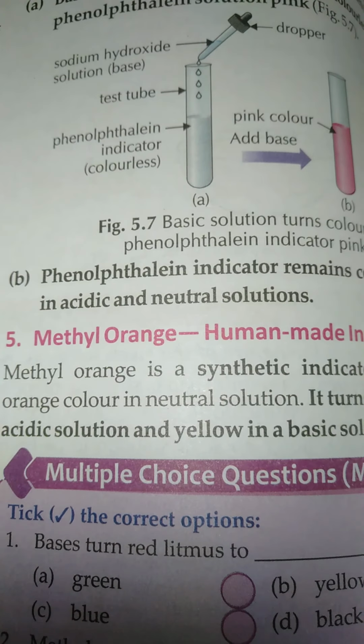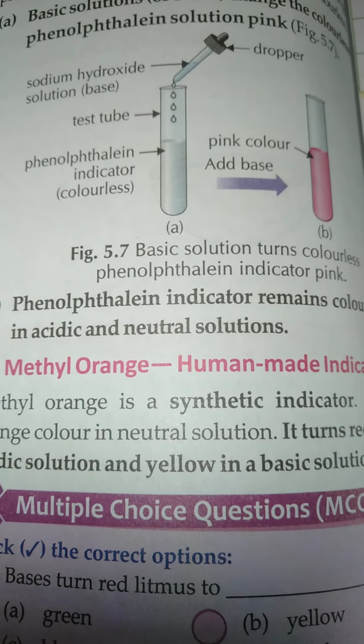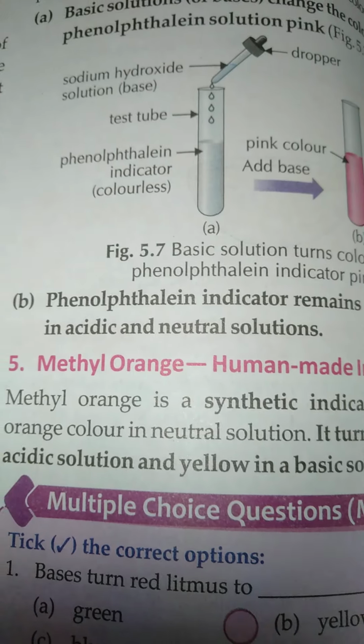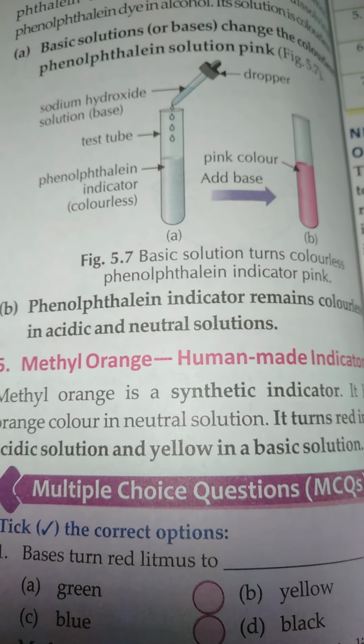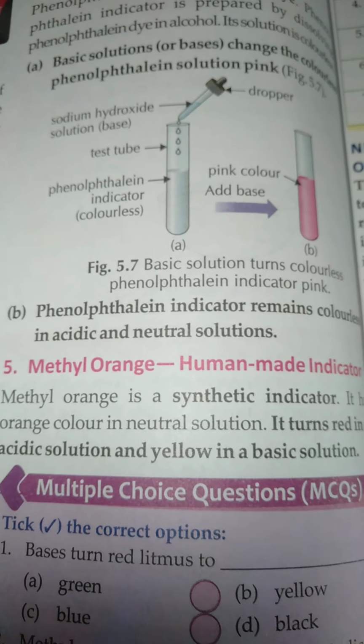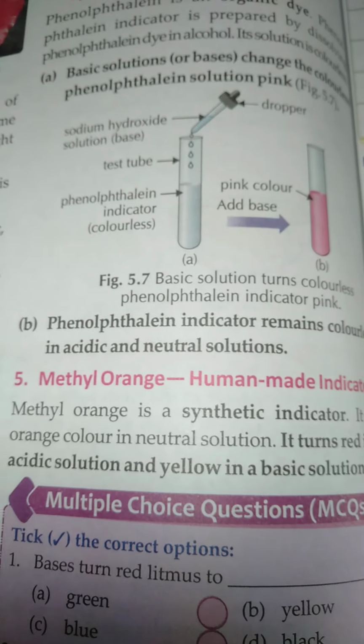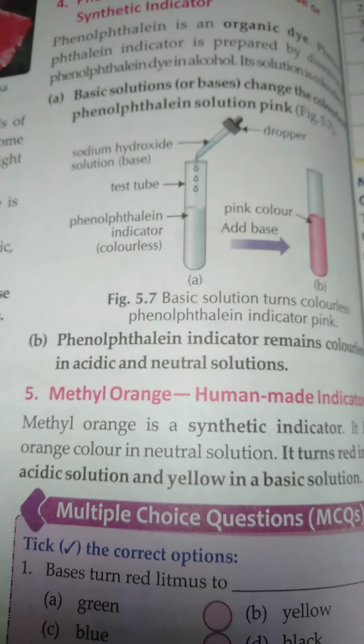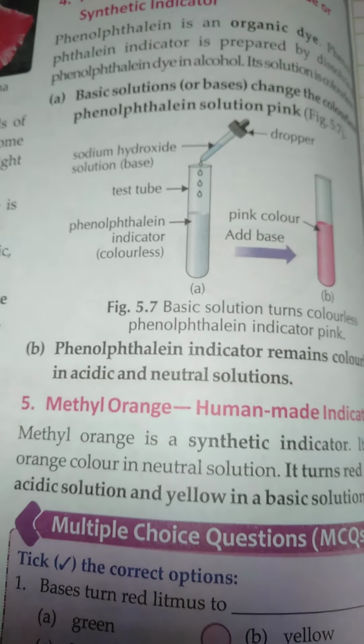Okay students, so this is all about the different types of indicators which we use for testing the nature of the substance, whether it is acidic or basic. Next topic we will discuss in our next class.